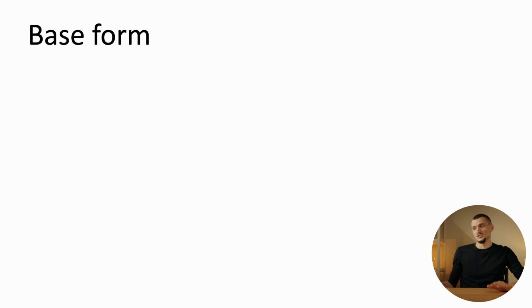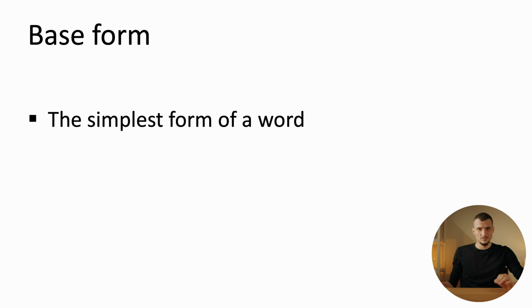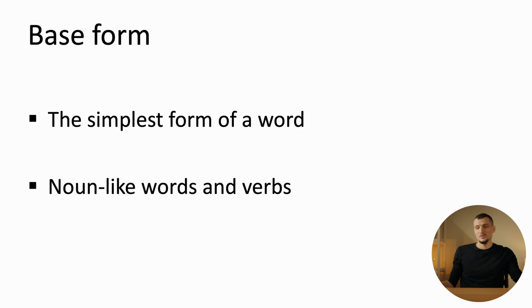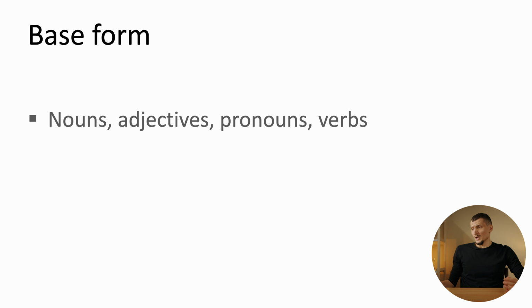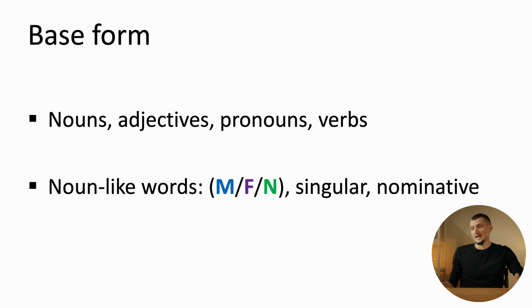Before we do that, just very briefly, the base form is the simplest form of a word. Both noun-like words and verbs have a base form, and this is very important to know because Slovenian is chaotic and we have to make sense of all of the madness, basically. And words that have a base form are nouns, adjectives, pronouns, and verbs.